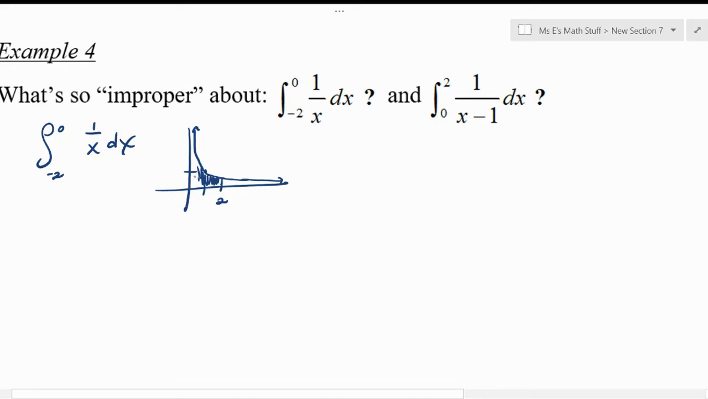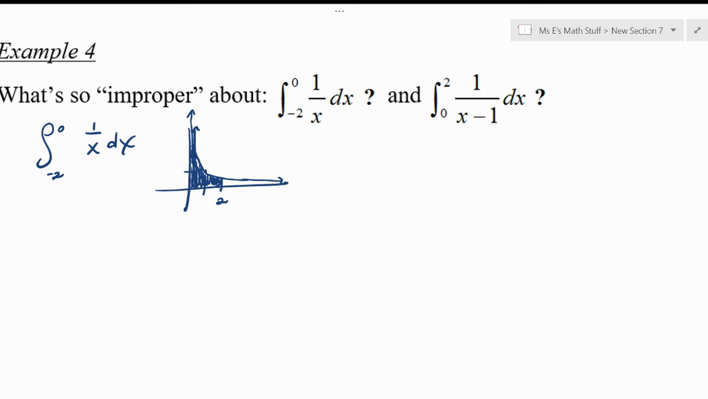The bounded region is not so bounded. I keep saying bounded region. I should probably look up the correct vocab for this. Anyway, you can see that you have this asymptotic behavior where your graph is approaching the y-axis, but your graph does not appear to be bounded there.